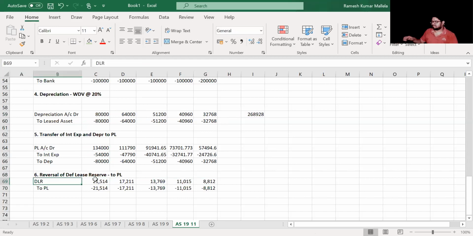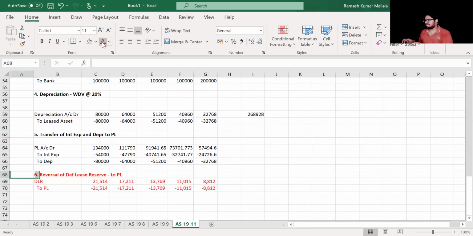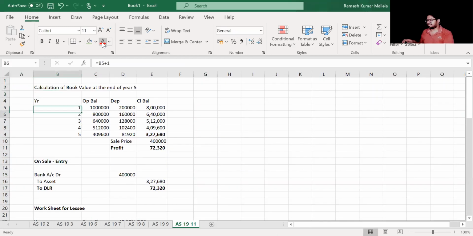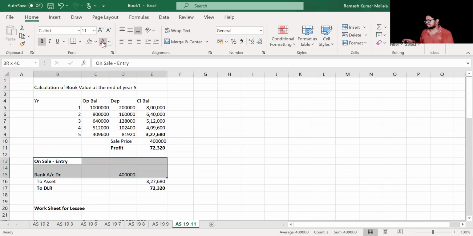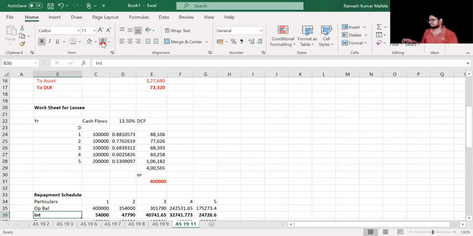Clear? So in sale and lease back, this is something new which you have learnt. And in the beginning, this entry on sale is something which is new for you. Apart from that, everything is normal. So this is what we have done. So let's go ahead with the next question. I hope you guys understood it.